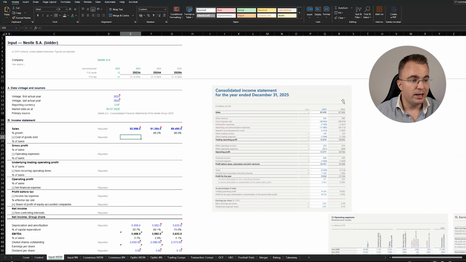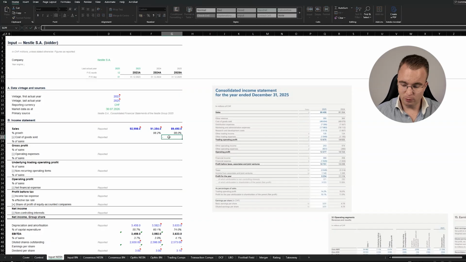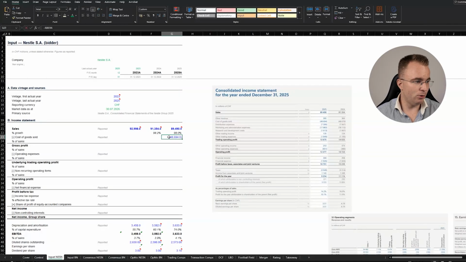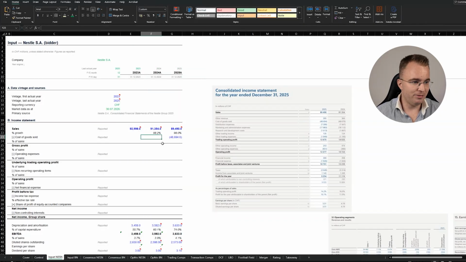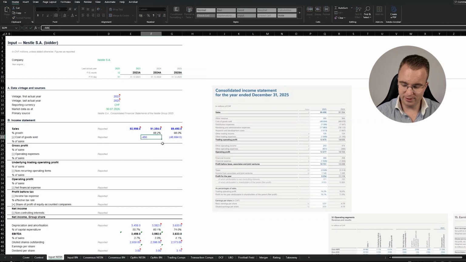Cost of goods sold. Let's look again in the annual report or the financial statements. Always make sure to pick the consolidated ones, by the way, because these are on a group level and not segments. So we have cost of goods sold for 25 of minus 48,694. And for 24, you see sometimes it's the other way around, but in a standard model, we want to have it left to right. And here we have minus 48,670.